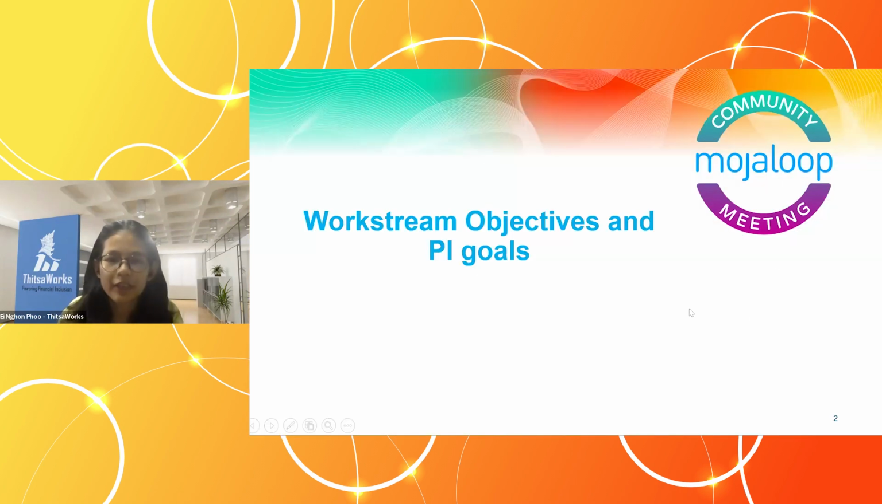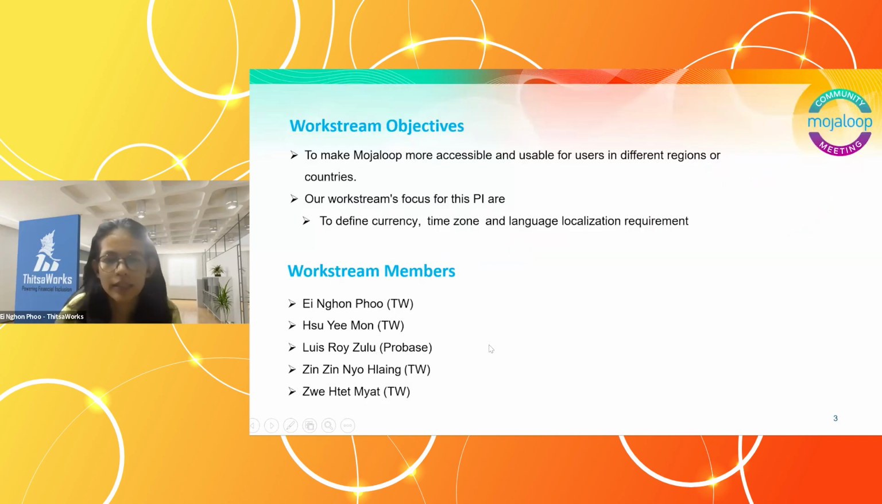So first of all, I'd like to share the objectives and the goals of the workstream during this PI. Our main objective is to make Mojaloop more accessible and to improve usability for the user in different parts of the world. And our main focus for this PI is to define the requirement for the currency, time zone, and the language localization. The workstream members are myself and three other colleagues from the TISA work and Louis from Probase. Louis is also co-leading this workstream.